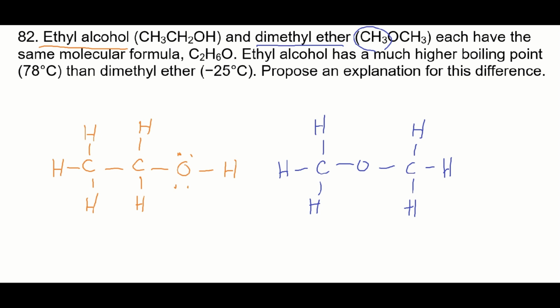So when you look at these structures, you notice that there's no possibility of hydrogen bond interactions with dimethyl ether because all the hydrogens are connected to carbons, which are nonpolar bonds. Now on the left, the ethanol, you can see that this hydrogen is covalently bonded to a highly electronegative atom, such as oxygen, fluorine, or nitrogen. And so that makes that bond highly polar, this bond in green.